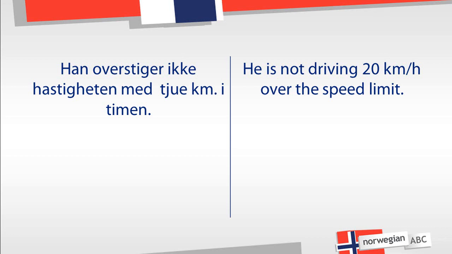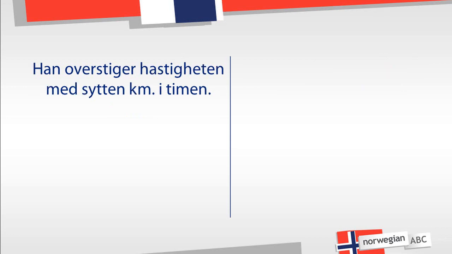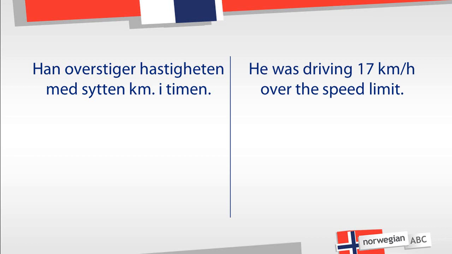Let's do it vice versa. We will say a sentence in Norwegian, and you will translate it. Han overstiger hastigheten med 17 kilometer i timen. Have you translated it? Did you say he was driving 17 kilometers over the speed limit? Bra!